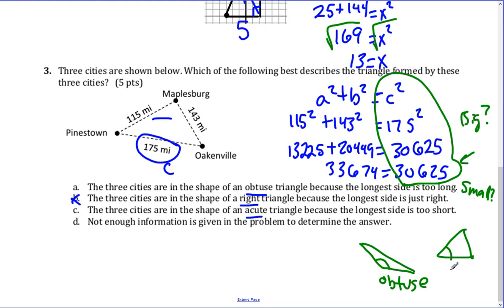So let's see, is this number too big or too small? Well, it's supposed to be 33,674 and it's only 30,625. So this is too small, which makes this an acute triangle because my hypotenuse, my longest side, was too small. It was not big enough to be a right triangle. The answer is letter C.